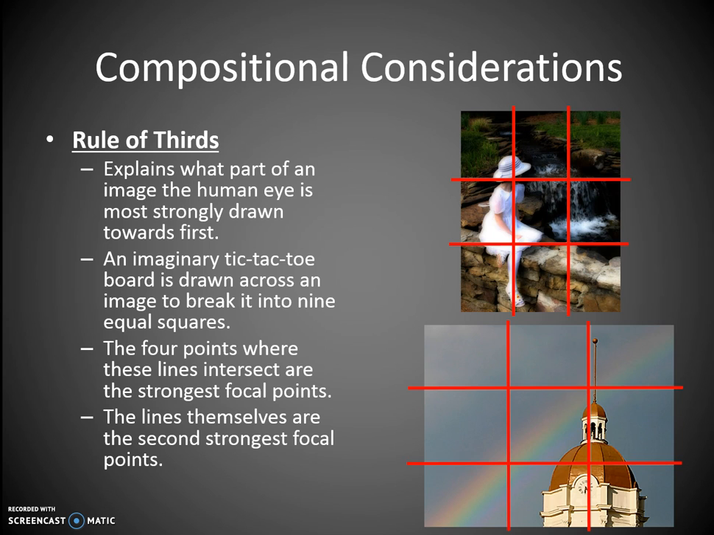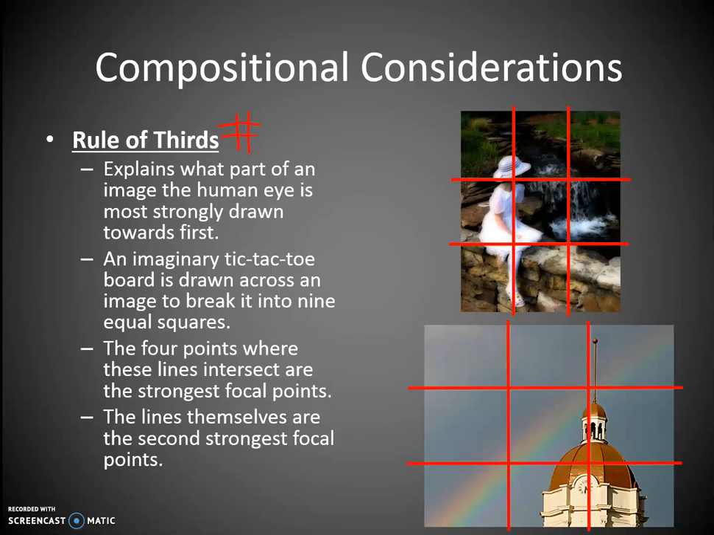Our first compositional consideration is going to be the rule of thirds. Throughout the semester, we're going to use a pound sign. You guys may call it a hashtag. It could be a tic-tac-toe sign, doesn't matter, but it's this symbol. We're going to use this symbol to represent rule of thirds. Basically what rule of thirds is doing is drawing a tic-tac-toe sign or a hashtag, if you will, over an artwork or over your composition.